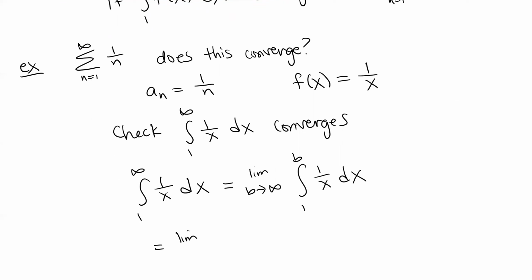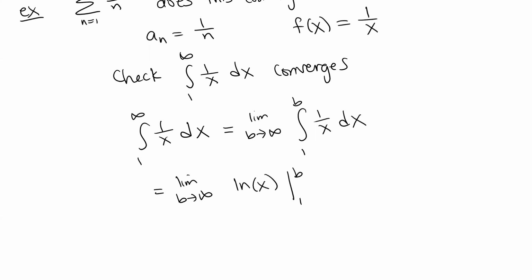This is equal to the limit as b goes to infinity of natural log of x. Lower endpoint is 1, upper bound of integration is b. So this is the limit as b goes to infinity of the natural log of b minus the natural log of 1. And we know that the natural log of 1 is 0.